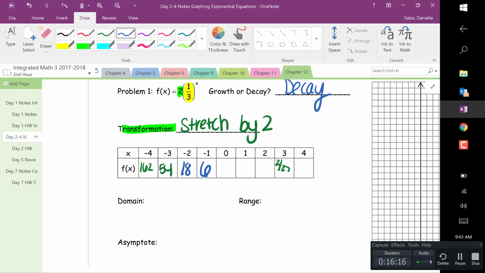Do you have a question on that part? 0. Yeah, 0 is 2 because anything to the 0 power is 1. So I would have 2 times 1, which is 2. Anything to the 0 power is 1, always and forever. A million to the 0 power is 1, yes.